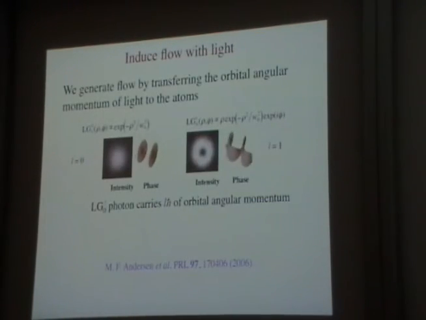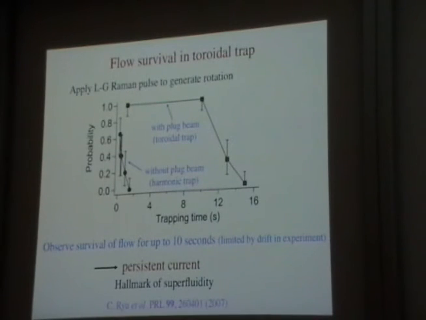I don't have time to talk about this, but rather than stir up the trap, we actually use orbital angular momentum of light and transfer that to the atoms in the cloud, getting them spinning around the trap. What we saw is that this flow seems to persist for much longer than if you just had them in a normal harmonic trap. If I have them in a harmonic trap and I transfer angular momentum and generate a vortex in the system, we find that the vortex leaves after about half a second due to some loss mechanism.